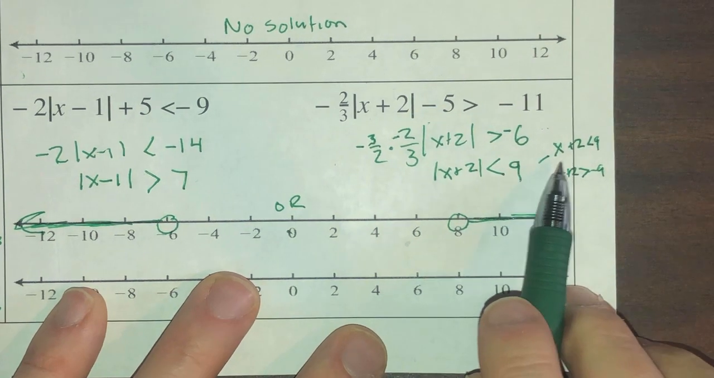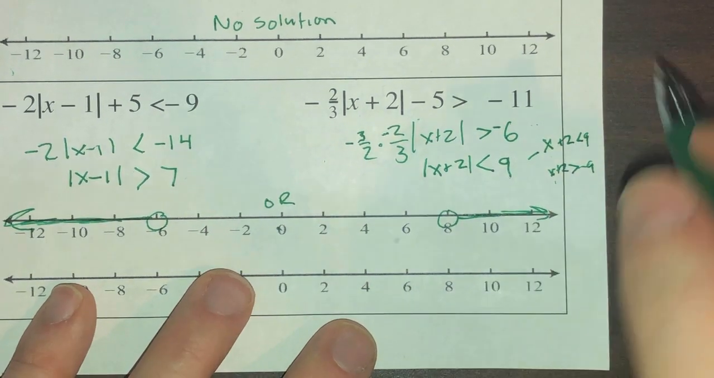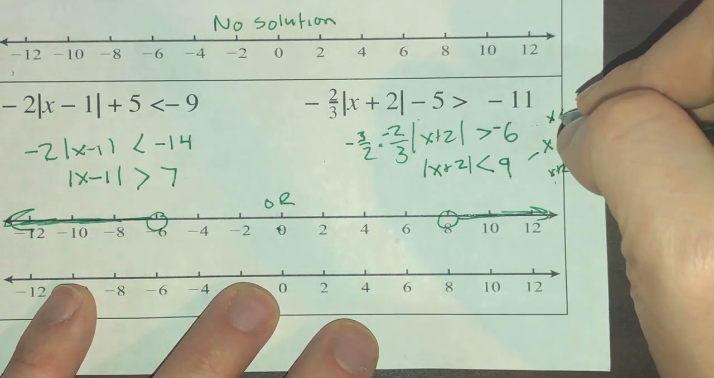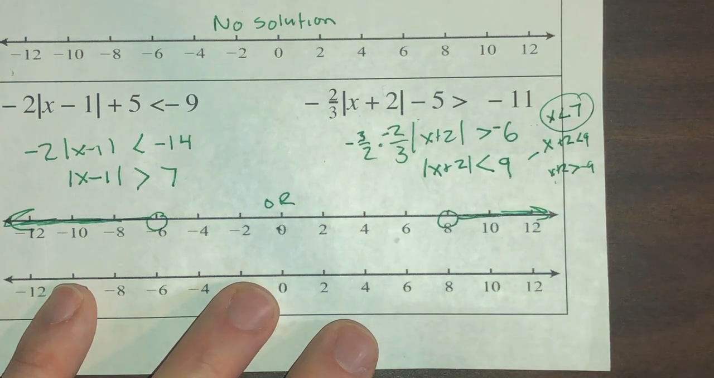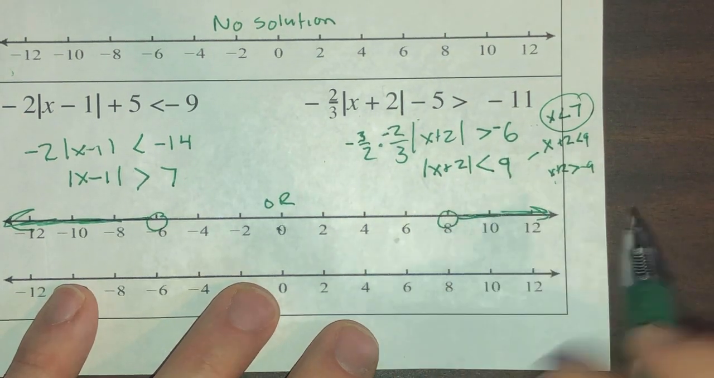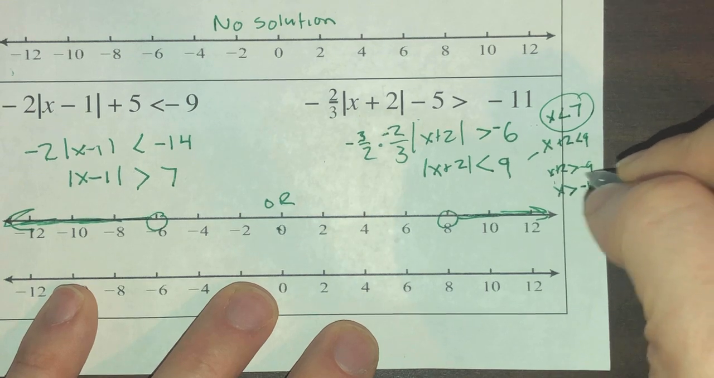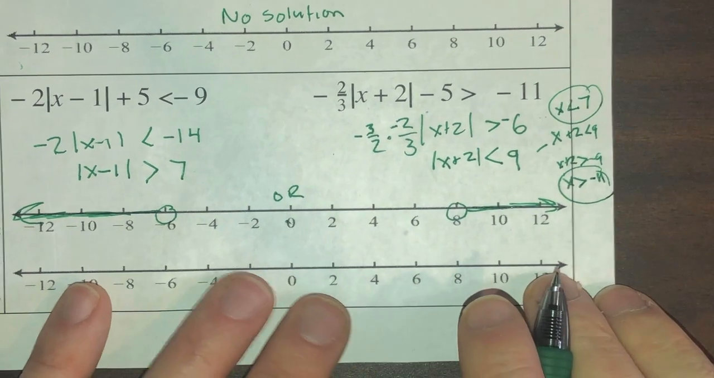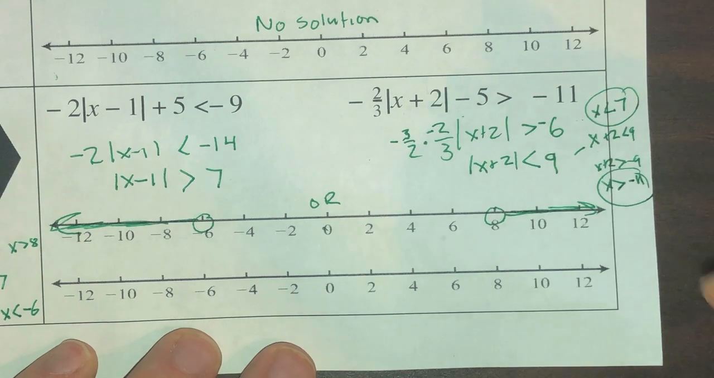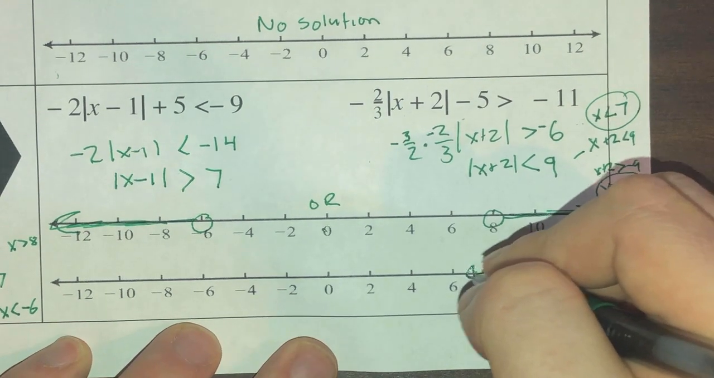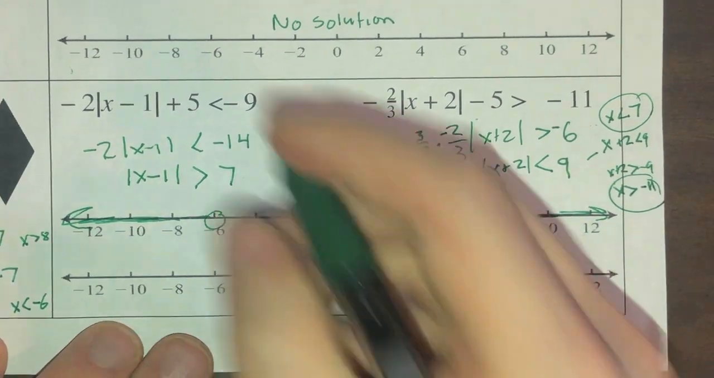Okay, so x plus 2 is less than 9, or x plus 2 is greater than negative 9. So x is less than 7. Right? That's 9 above negative 2. Or x is greater than negative 11. That's 9 below negative 2. Okay? So I've got 7. I've got negative 11.